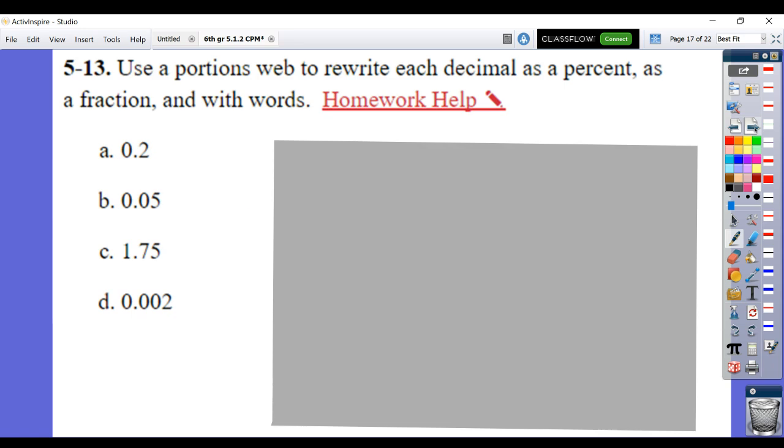So first of all, with 513, they want you to write a portions web to rewrite the decimals as percents, fractions, and with words. Now, if in your homework doc you find it difficult to make the actual web, you're welcome to simply write the percent, the fraction in simplest form, and the words in your homework doc. But keep in mind, in all cases, they're giving you a decimal. They're looking for it in those other three formats. So percent, fraction in simplest form, and in words. The words can come from the decimal or it can come from the fraction.